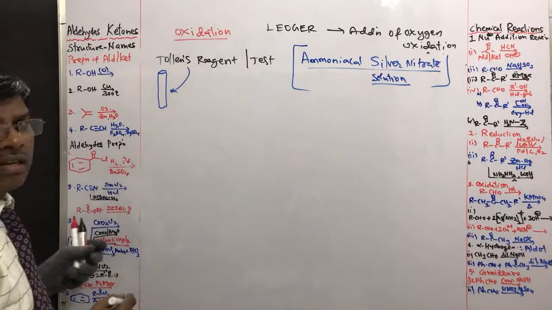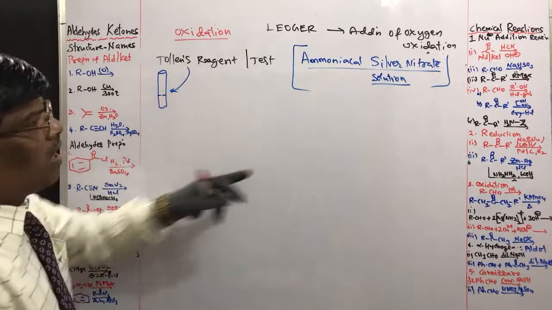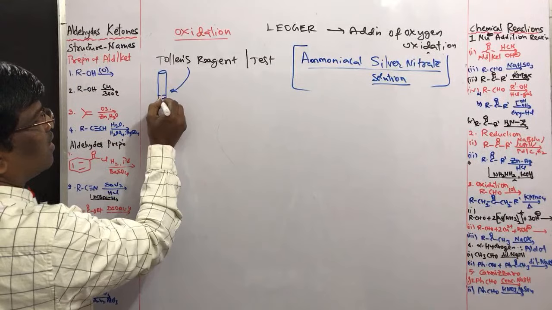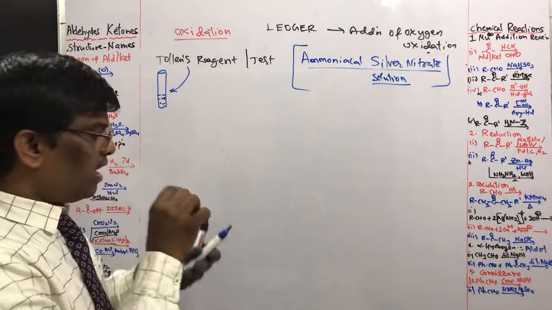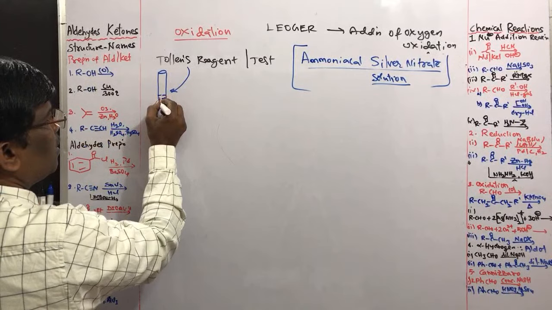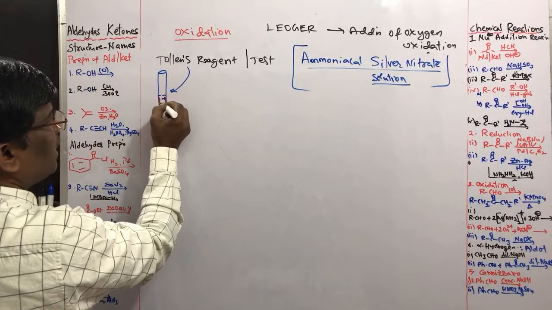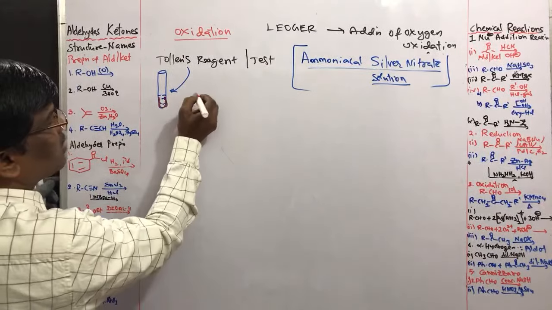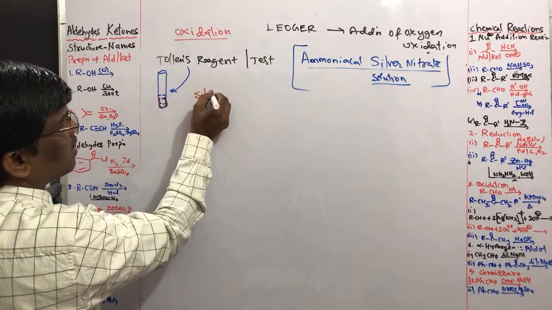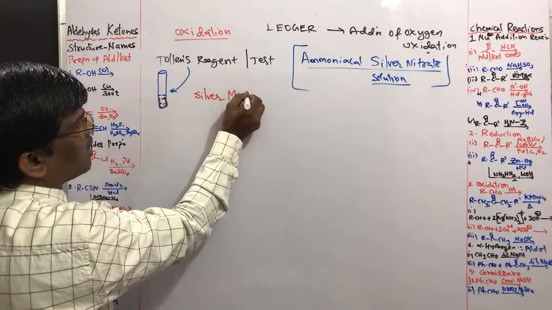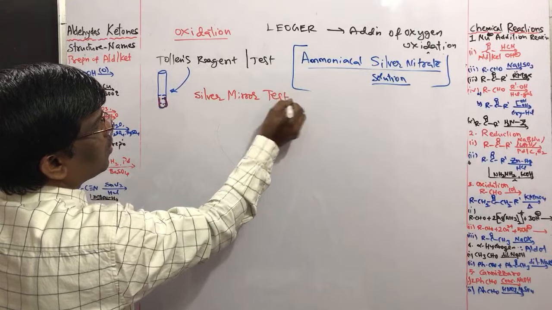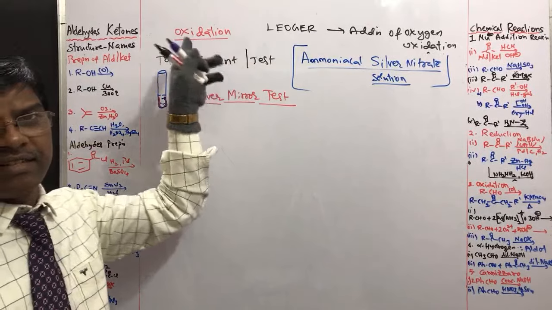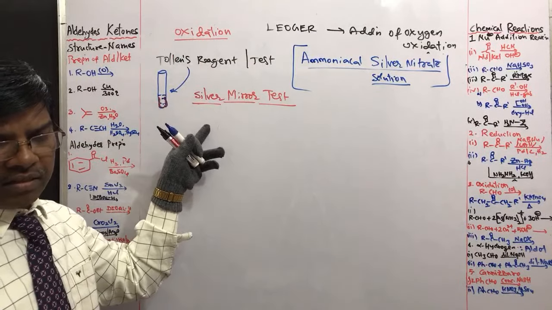And taken in a test tube is the aldehyde. When I add ammoniacal silver nitrate, it is going to release silver, and that silver is going to form a bright layer of silver, you will see. This test is also known as the silver mirror test. It is not given in your textbook, so it may be asked in some entrance exam. Silver mirror test is the Tollens test. So please write this down also.